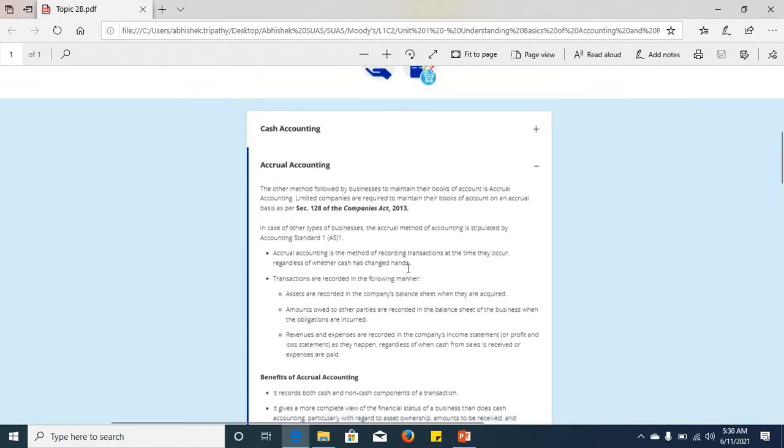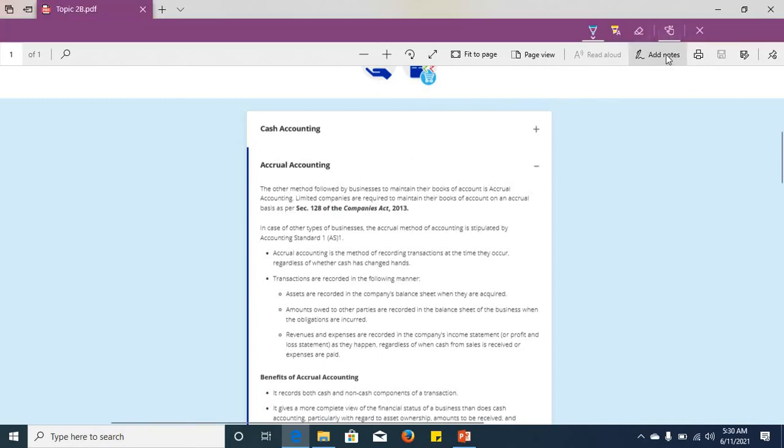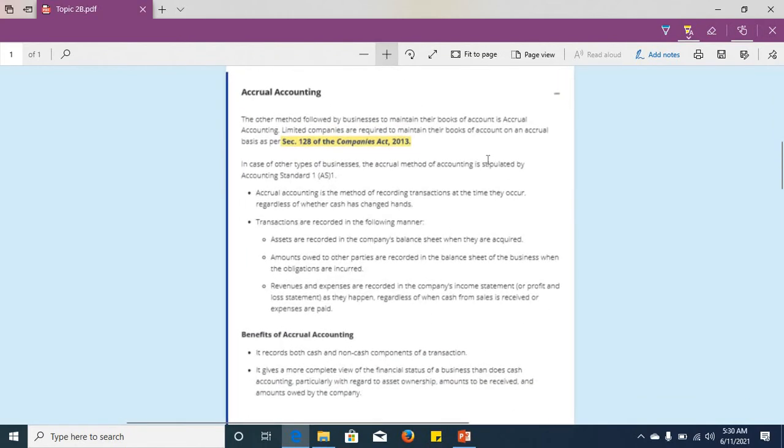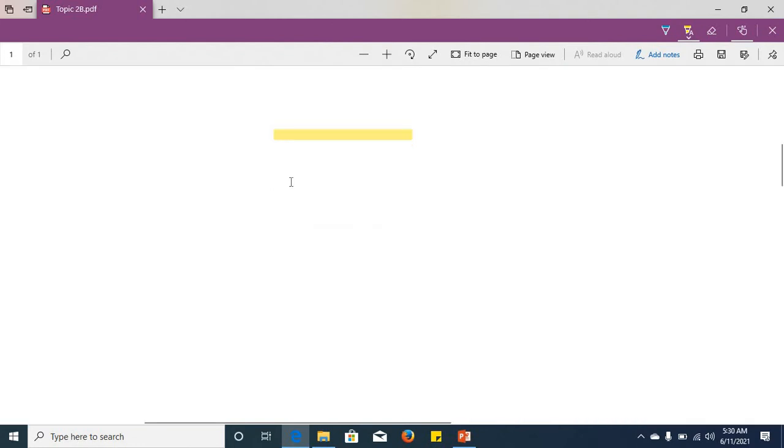Now cash accounting system is done. Now accrual accounting system. The other method followed by businesses to maintain their books of account is accrual accounting. Limited companies are required to maintain their books of accounts on accrual basis as per section 128 of the Companies Act, 2013. Very important. In case of other type of businesses, the accrual method of accounting is stipulated by Accounting Standard 1, AS1.